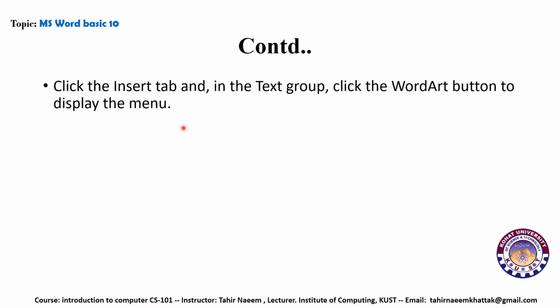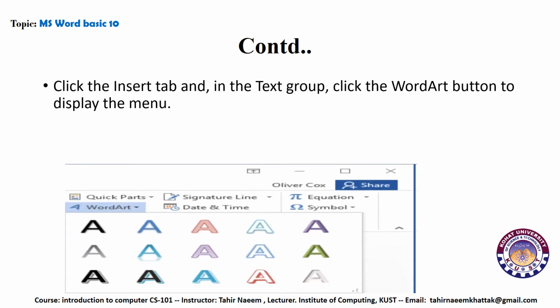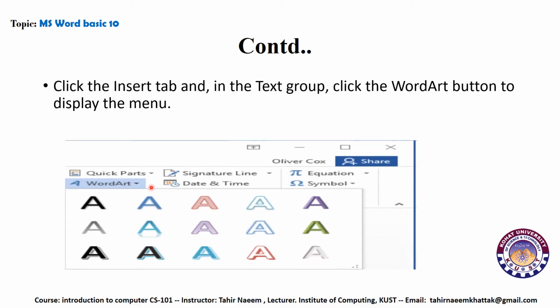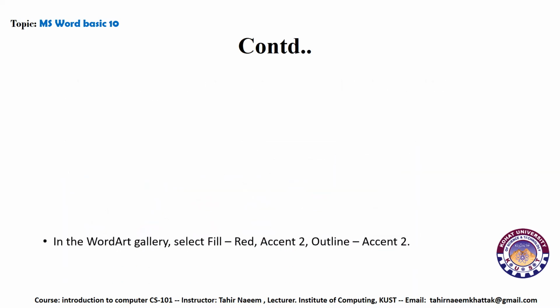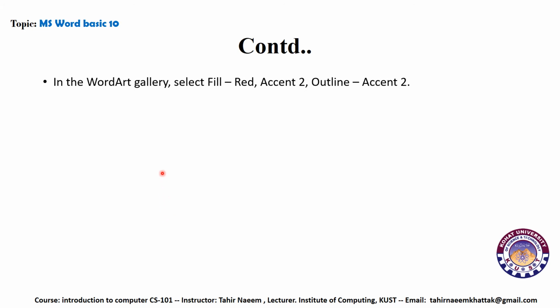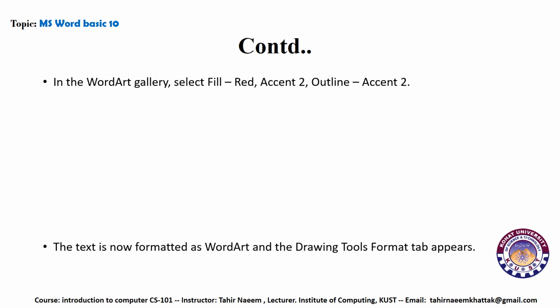So how we will do it? Click the Insert tab, in the Text group click the WordArt button to open the menu. As you can see, here we will click on WordArt, and these are the formatted text boxes available. In the WordArt gallery, select Fill, Accent 2, Outline, Accent 2.